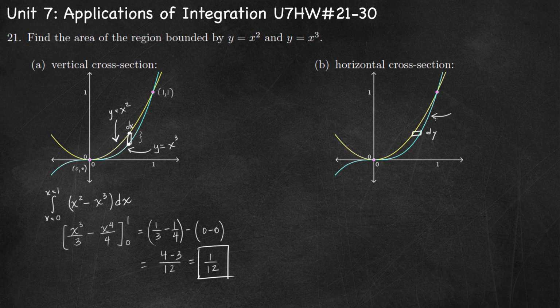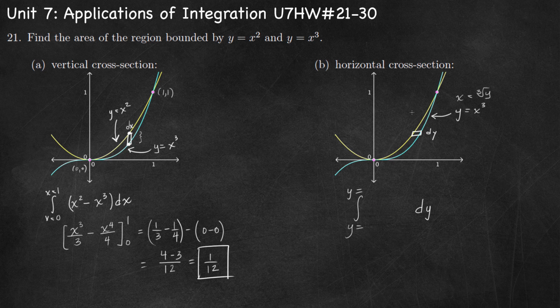And we already know from part A that on the right-hand side, we have the graph of y equals x cubed. But since this is a dy problem, when we set up our integral, we're going to have dy at the end. And so we can't use x cubed. We have to solve this equation for x so that it's written in terms of y. So if y equals x cubed, then x equals the cube root of y.